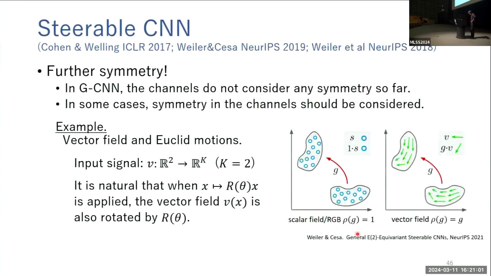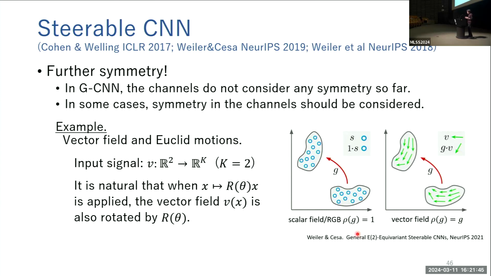Okay, so I will talk about steerable CNN very briefly. Steerable CNN is a more advanced convolutional neural network than the group convolutional neural network. It uses group, but it uses further symmetry in the architecture. So group convolutional neural network already uses the group equivariant filter in the convolution layer. But for the channel direction, we don't use any symmetry.